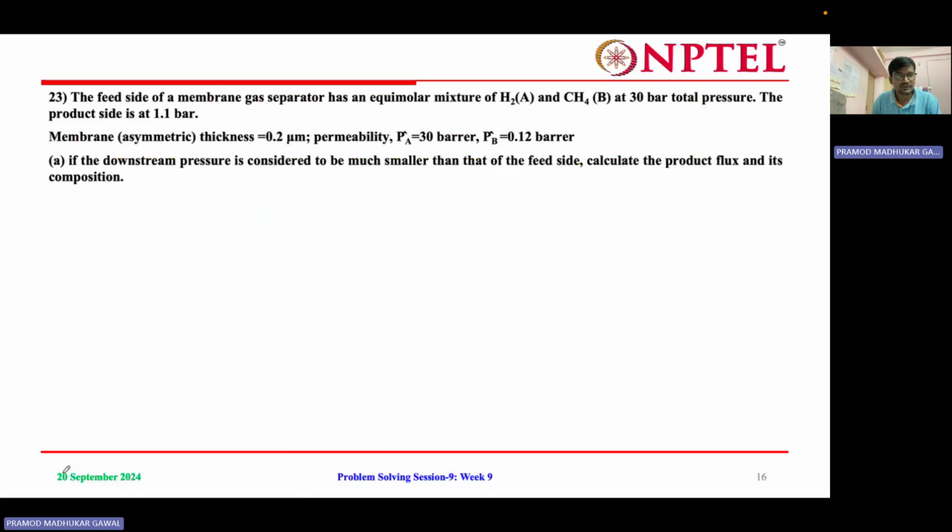Moving to question number 23. The feed side of the membrane gas separator has an equimolar mixture of CO2, denoted A, and CH4, B, at 30 bar total pressure. The product side is at 1.1 bar.